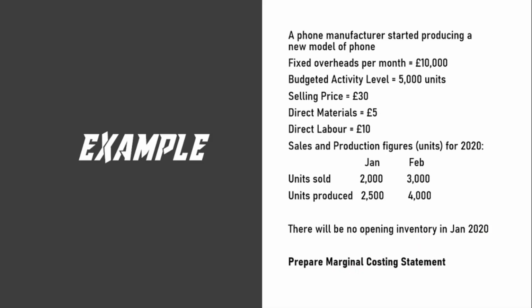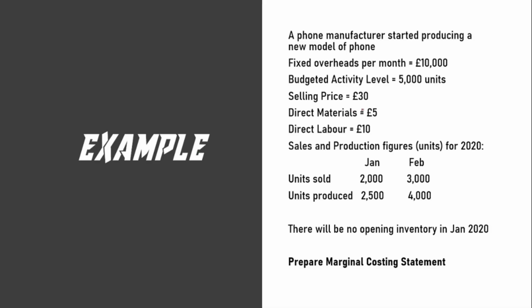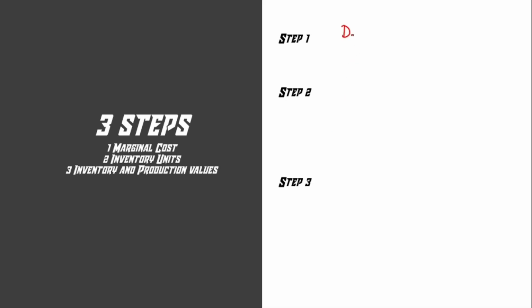And to prepare the marginal cost statement, we're going to use the 3 steps. To start this off, we're going to calculate marginal cost, and the marginal costs are basically the variable costs here, which is the direct materials and labor. So let's write that down. Direct materials, direct labor, £5 and £10. Have a money sign here, and then add that up together, and that's going to give us £15. And that £15 is basically the marginal cost which we have calculated.